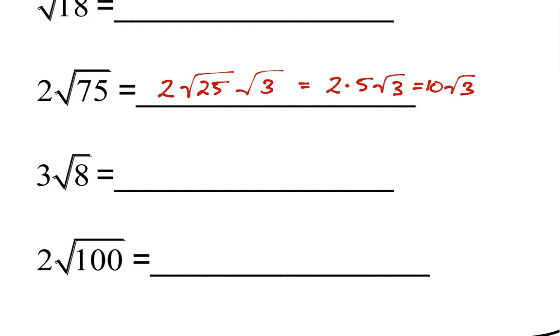Now for the last one, 2 root 100. Sometimes people get this one messed up. They're like, the square root of 100? That's perfect. What's the square root of 100? Just 10. So you get 20. So it's not like you have to do this method all the time. Square root of 100 is perfect, so you can just simplify it. Okay, so be on the lookout for perfect ones that are already there.